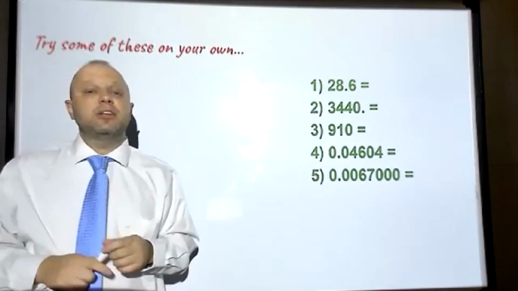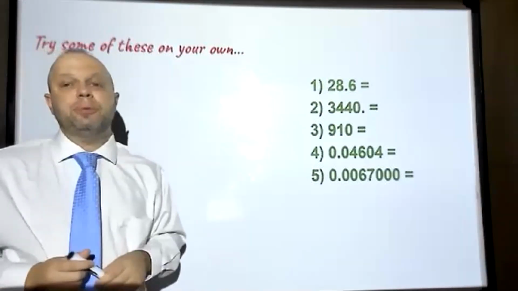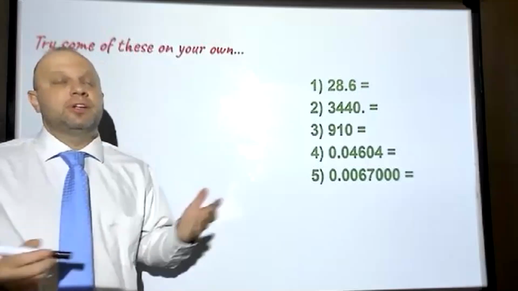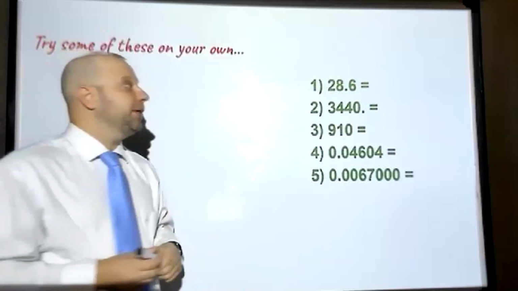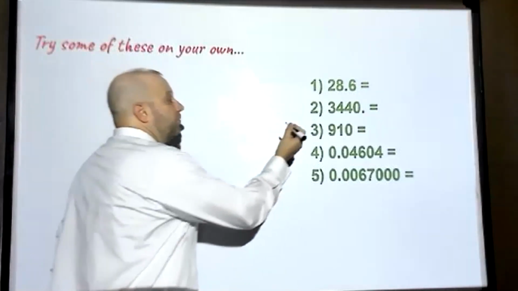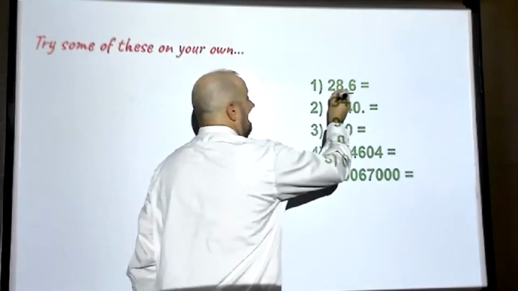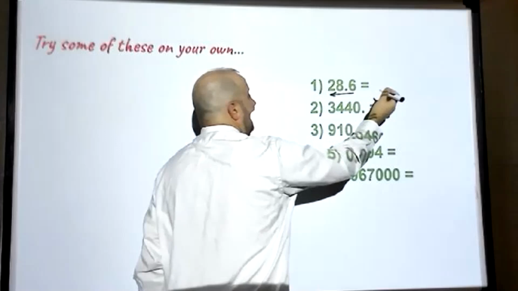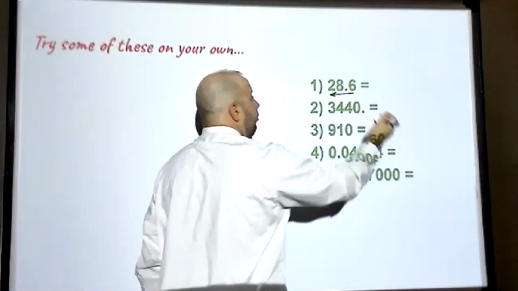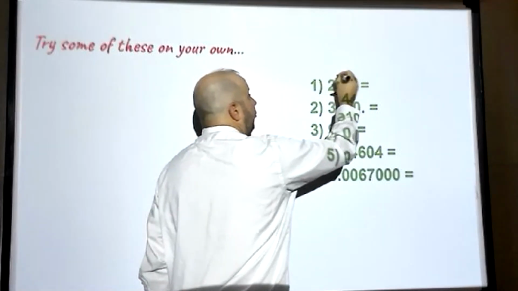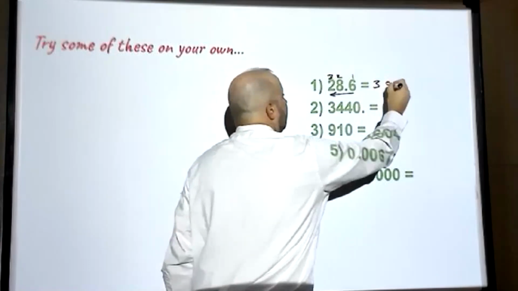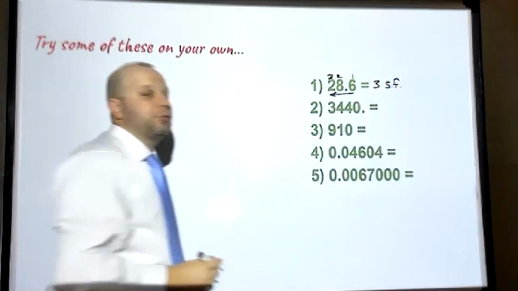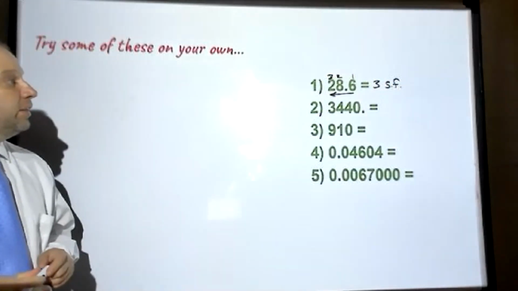Okay, let's take a look at them. So if we look at the first problem, 28.6, the question is, does it have a decimal place? The answer to that is yes. So if the decimal point is present, remember we're going this way. So we count, starting on the right side, going to the left side, stopping when there's only zeros in front of us. So we count all 3. This has 3 significant figures.